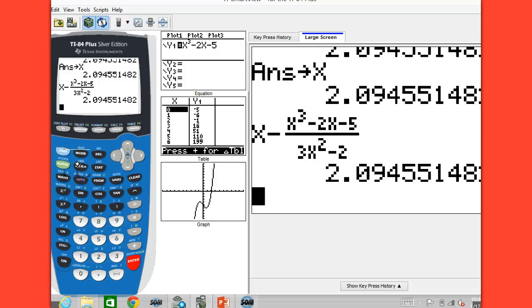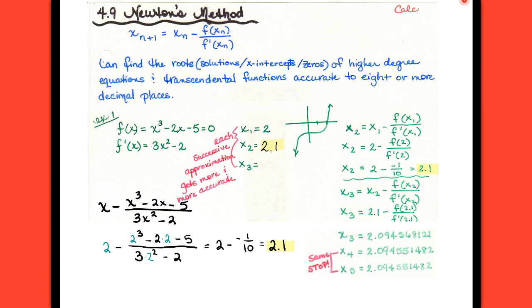And this time, I got the same answer as I did when I plugged it into the equation last time. So when I get the same answer when I plug it into the equation, I could sit here all day long and keep doing this, and it's just going to keep giving me the same answer over and over and over. That is as accurate as it can be. That is going to be my root.